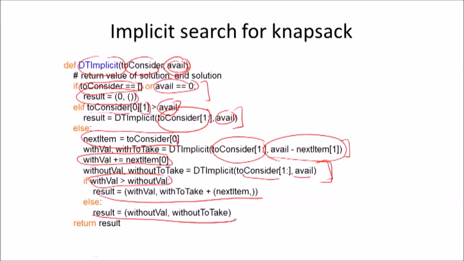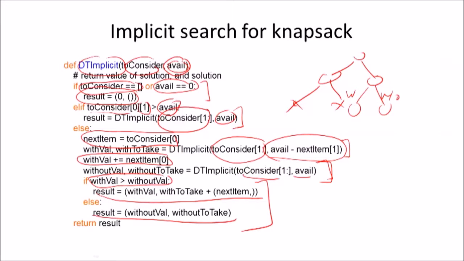Otherwise, there's my result. So what this is doing is walking its way through the tree, exploring it each time, stopping if it gets to a point where there's no more room available. And in each case, when I do have room available, finding a solution with it, finding a solution without it, and then using this test to decide which is the best solution in order to pass that all the way back up through the tree.